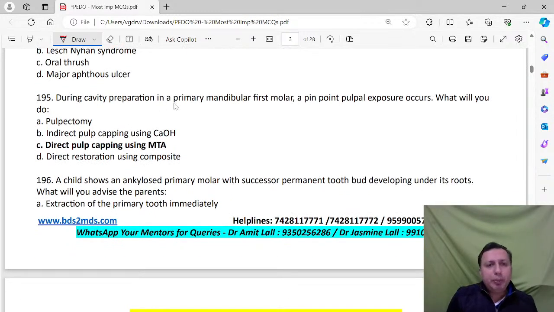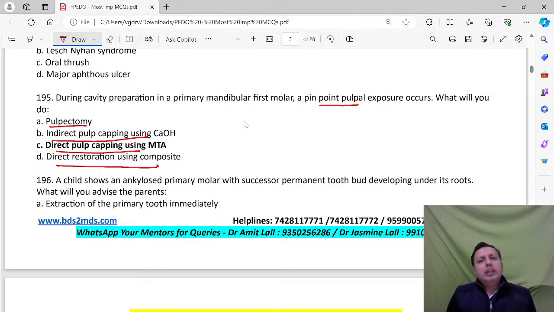Now, during cavity preparation in a primary mandibular first molar, a pinpoint pulpal exposure occurs. What will you do? Now, a pinpoint pulpal exposure is taking place. They have given the options: pulpectomy, indirect pulp capping using calcium hydroxide, direct pulp capping using MTA, direct restoration using composite.